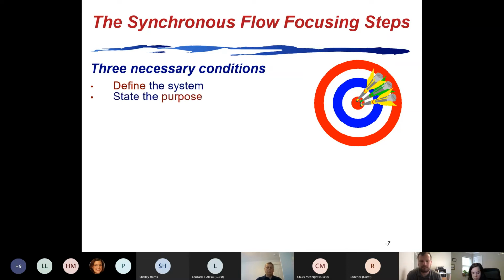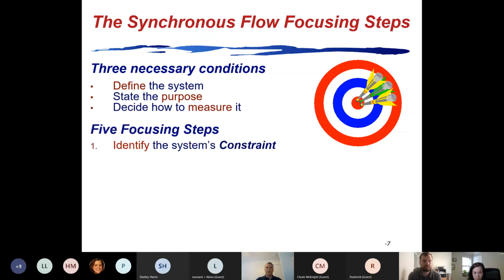What's your purpose? So you define the system. All right, what do we want to achieve? What is our objective? What are we going to accomplish with this goal, this system that we want to define and improve? What's the boundary around it? And how are we going to measure that? How are we going to know that we've achieved success? Those are prerequisites to the 5 steps I'm about to show you.